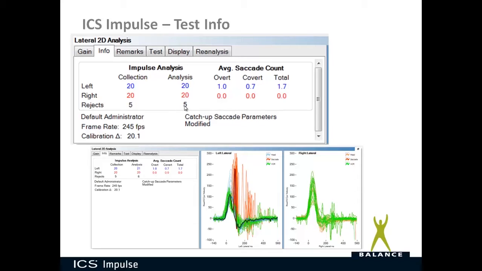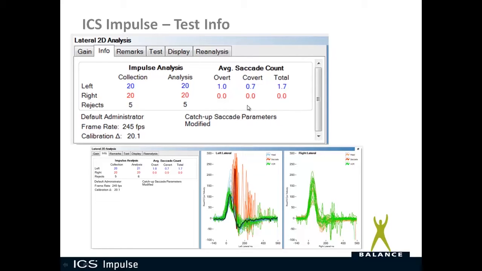There are two algorithms, and we'll talk about those in a second. You see the operator. Here it says default administrator, but if you had a person's name that was the user and they logged in, then it would have their name here. Then the frame rate for that data collection, the calibration number, and then here they'll give you messages. In this example, the reanalysis was used, and so it says catch-up saccade parameters were modified.